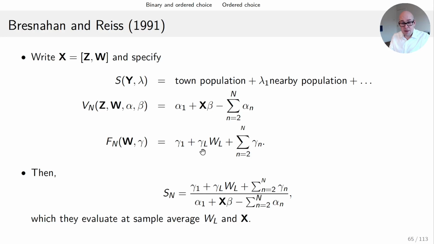And for fixed cost, what we have is shifters of fixed cost. So these WLs are going to be observed variables, and they're going to have coefficients, gamma L, and they're going to shift fixed costs across markets. And what we have here is a specification where fixed costs with 1 firm active would be gamma 1, with 2 firms active would be gamma 1 plus gamma 2, 3 firms active would be gamma 1 plus gamma 2 plus gamma 3, and so forth. What this allows for is that later entrants have higher or lower fixed costs than earlier entrants.